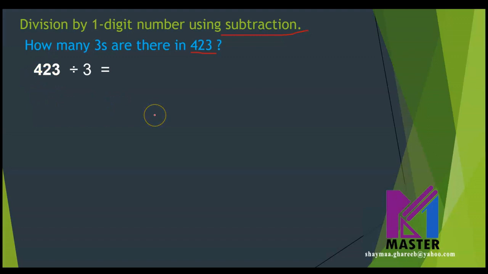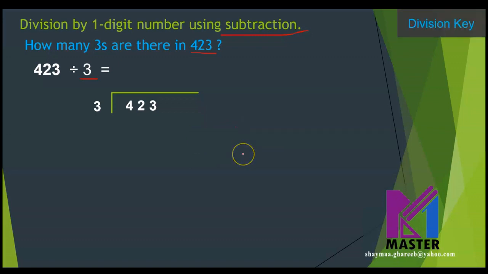So first I will draw the division sign as this. I will write the dividend under the division sign in this position and the divisor on the left. So 423 divided by 3. How many 3's you can find in the 423? So in order to solve division using subtraction, you have to recall the biggest multiples of the divisor that you can recall. So I will use a division key to help me recalling the multiples of 3.